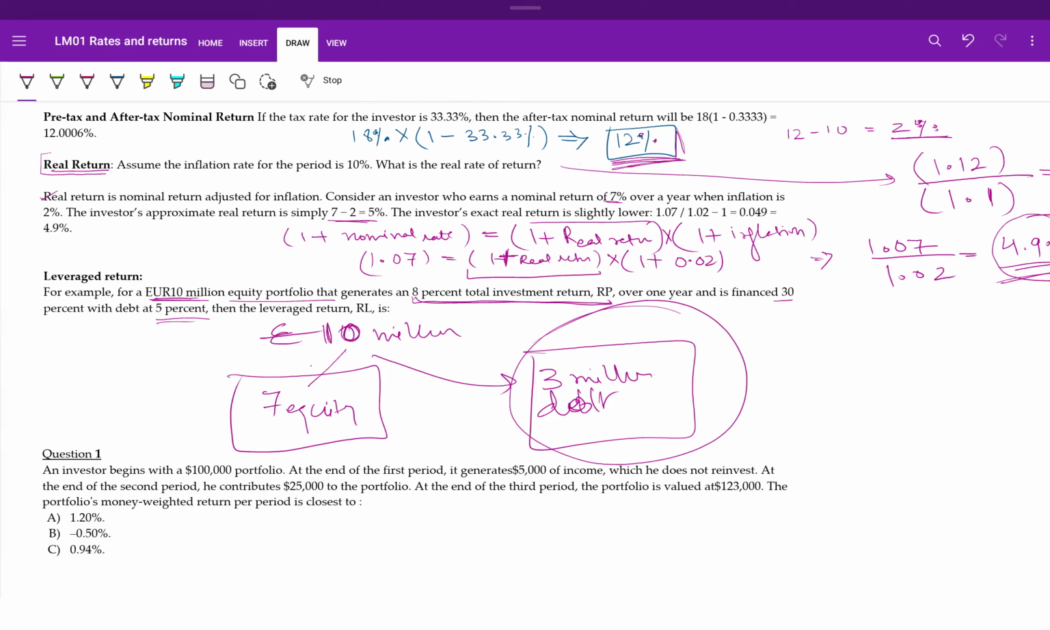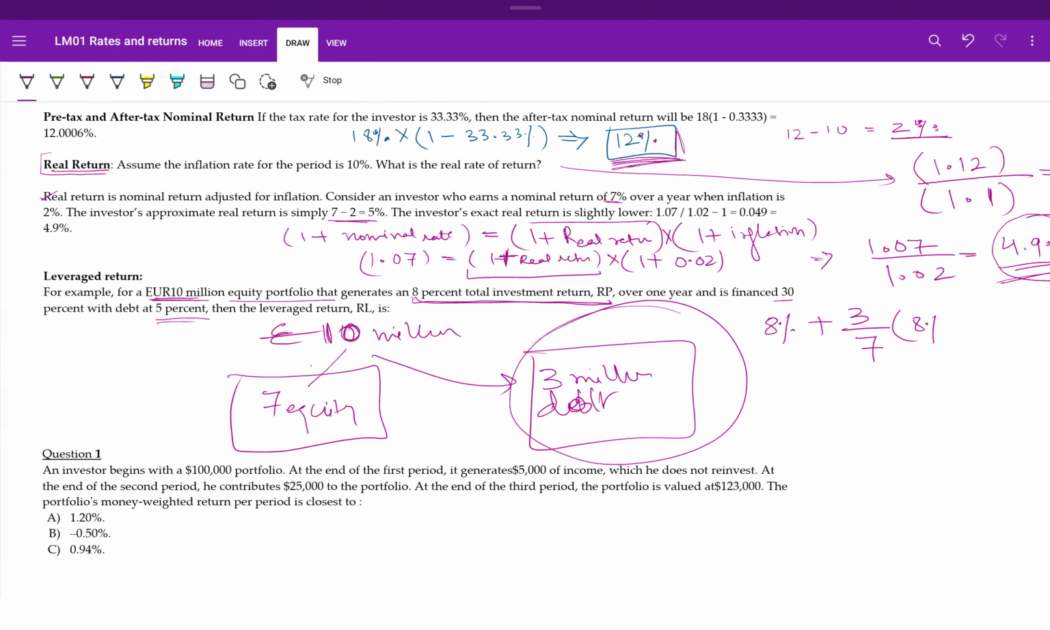We need to adjust for the return on the leverage portfolio. How do we calculate the leverage return on this portfolio? There is an 8% return. Yes, we are generating it, but this 8% return is the overall return. On this $3 million out of $7 million, this is the debt component.